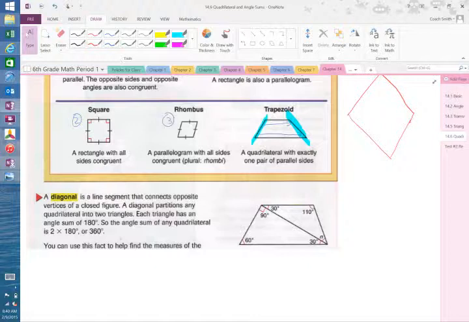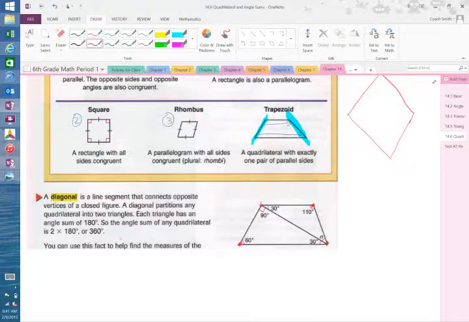Okay? And it says there, a diagonal is a line segment that connects opposite vertices of a closed figure. Okay? Vertices is basically the plural for vertex. We said the vertex is the common endpoint in an angle. So what they're talking about then is these are vertex. And when you talk about more than one vertex, it's called vertices, which is the plural for the word vertex. So a diagonal is a straight line that connects one vertex with another vertex.